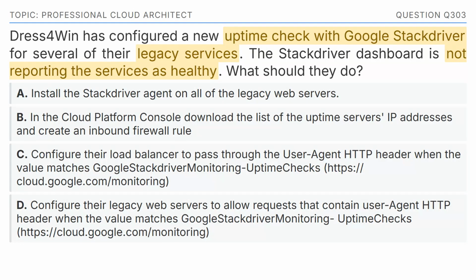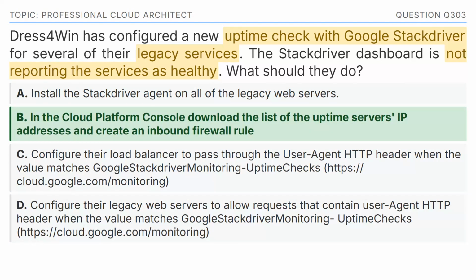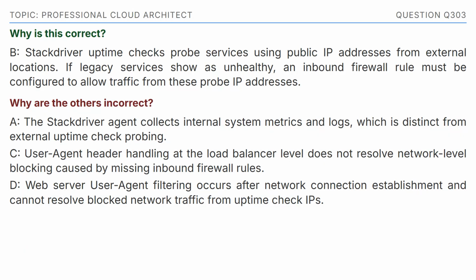To arrive at the correct answer, we focus on the keywords: uptime check with Google Stackdriver, legacy services, not reporting the services as healthy. The correct answer is option B. In the Cloud Platform console, download the list of the Uptime server's IP addresses and create an inbound firewall rule. Why is this correct? B.